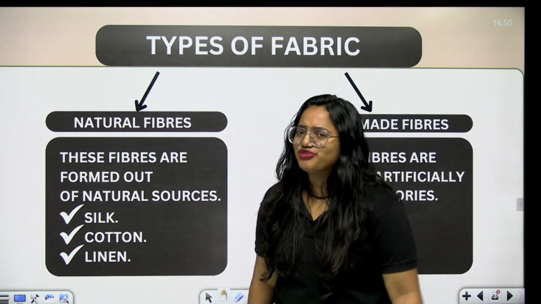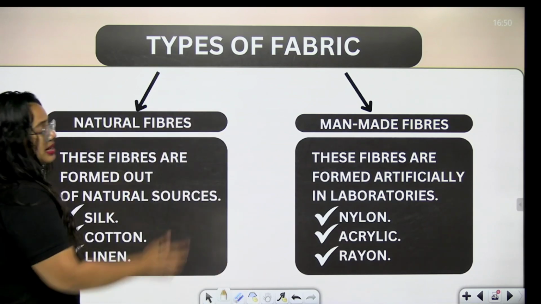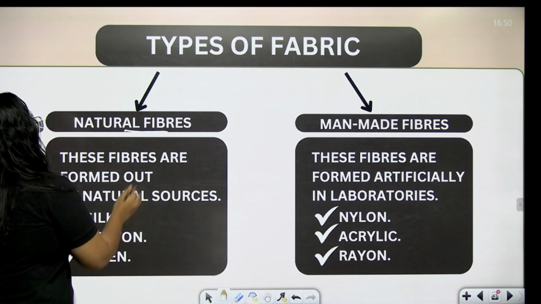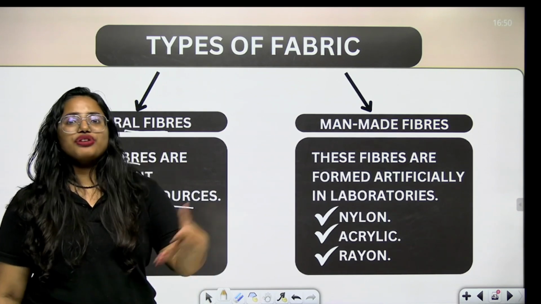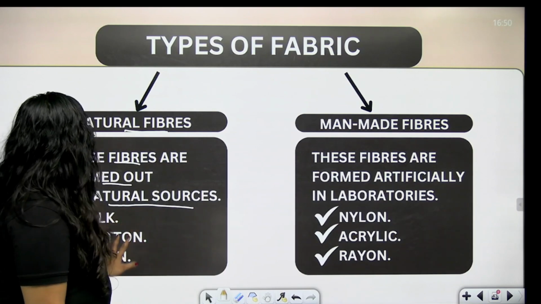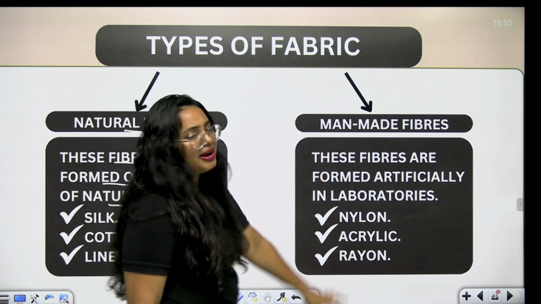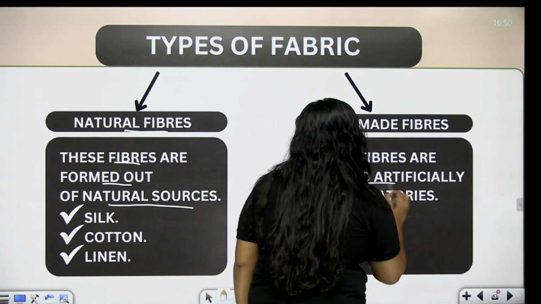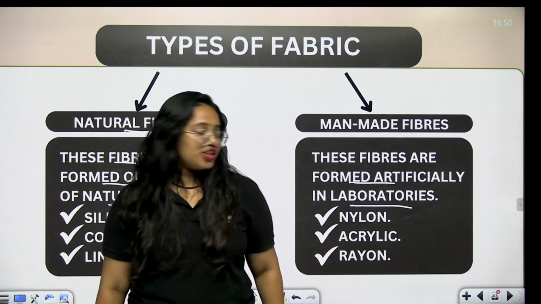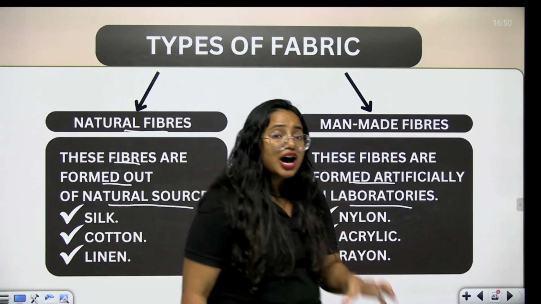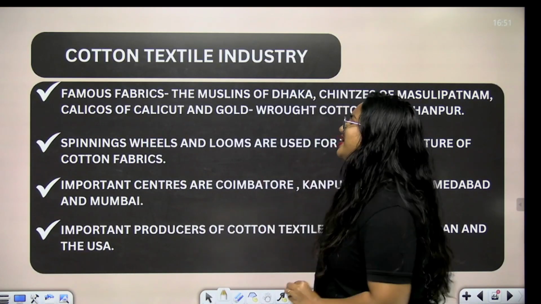Natural fibers and man-made fibers. Fibers are basically classified into two: natural fibers and man-made fibers. Natural fibers are formed out of natural sources, so they can come from plants or from animals. Clear? Silk, cotton, linen, all these are termed natural fibers. What about man-made fibers? These are formed artificially in laboratories. Very important. So these are manufactured in laboratories: nylon, acrylic, rayon. Now we are going to talk a little more about it. We are going to talk about the cotton textile industry in detail.